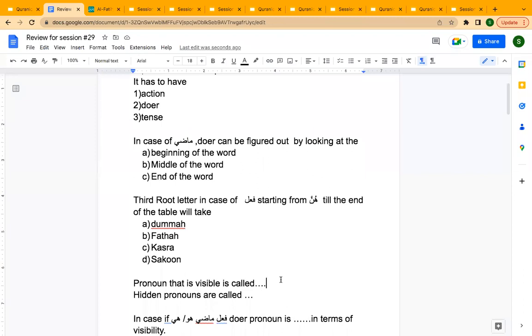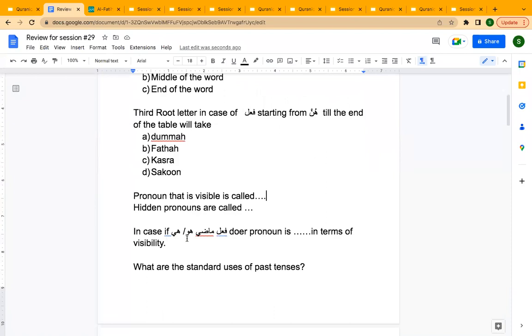Okay. The pronoun that you can see with your own very eyes, meaning the pronoun that is visible, is called baris. Yeah, it's a difficult name, and I threw it out there at you girls, but if you remember it, it is going to be helpful. If you do not, just try to remember the concept of what is the visible pronoun and hidden pronoun. Hidden pronouns are called ad-damir al-mustatir, right? In case of huwa, hiya, fail madi, the doer pronoun is blank in terms of visibility. Very well done. It is hidden in terms of visibility.